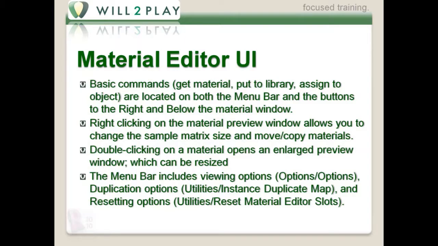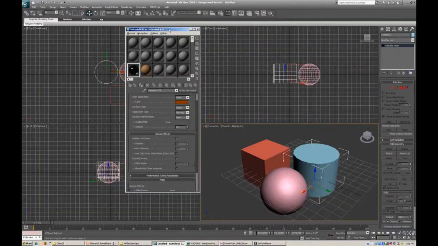When I mention the menu bar, that's basically your menu bar at the top, like at the top of programs. Every one of these dialogues has its own menu bar. Usually you can find commands both in that menu bar and in the graphical user interface with buttons, so you can find them in both locations. It's pretty much whatever you're comfortable using. Another thing here is that right-clicking on the material preview window allows you to change the sample matrix size and move and copy materials. Before I go any further, I'm going to show you these two things so you can see what I mean.